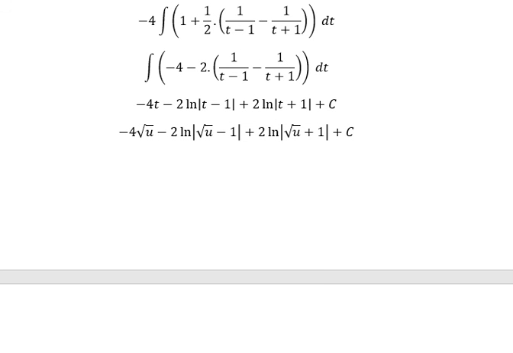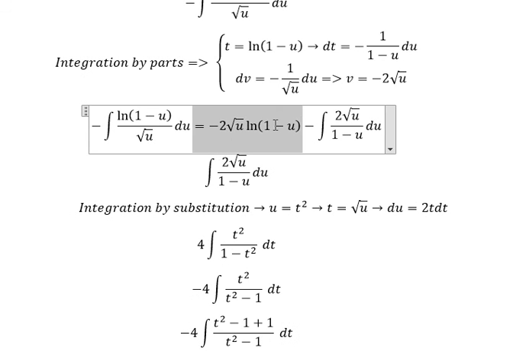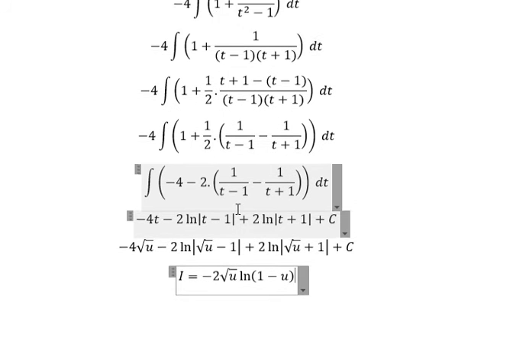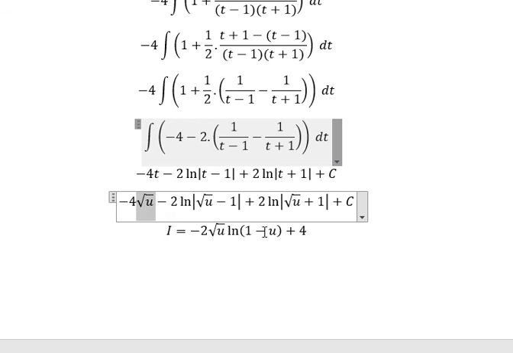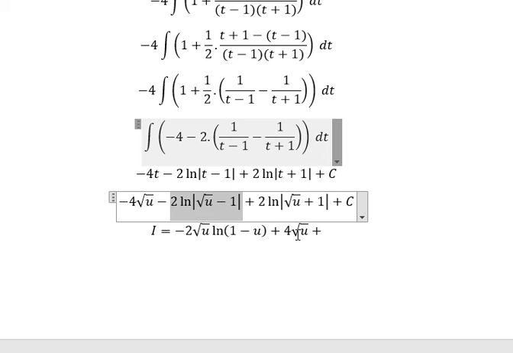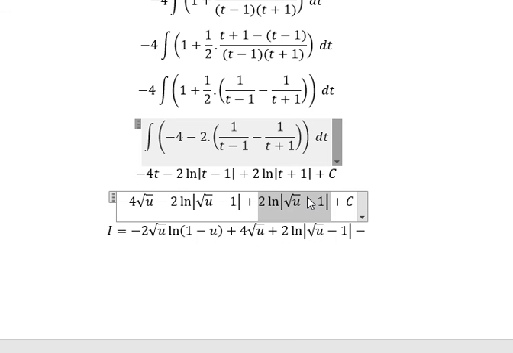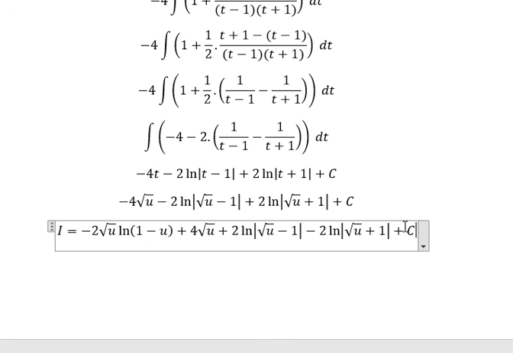So we get I equals this one. Because we have the negative in here, we need to change the sign in here, and that should be 4 multiplied with the square root of u in the positive, this one in the positive, this one goes to negative, and we put c in here. About this one, we need to put inside the absolute value.